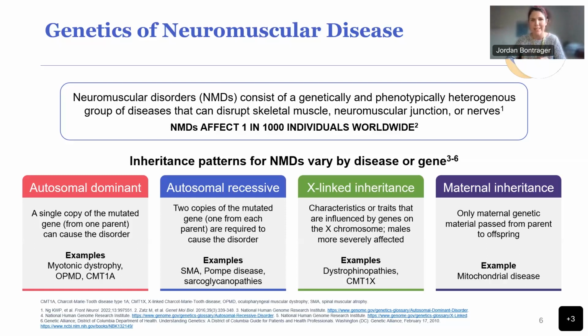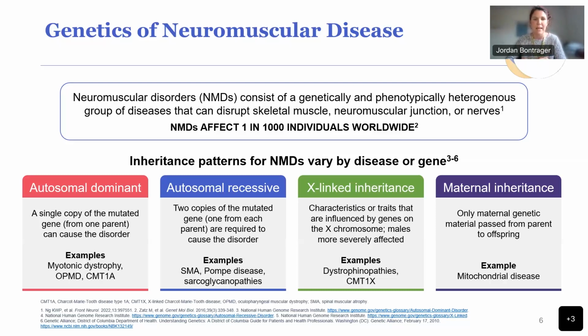That's not always the case. There is always going to be the first person in the family to harbor a mutation in a gene. There's also decreased penetrance for some of these genes, so there might be people that have a mutation that don't exhibit any symptoms. So again, it gets a little bit tricky there, but dominant disease really just means that 1 mutation is sufficient to cause disease symptoms or increase risk for a disease. Some examples of this are myotonic dystrophy, oculopharyngeal muscular dystrophy, or Charcot-Marie-Tooth type 1A.